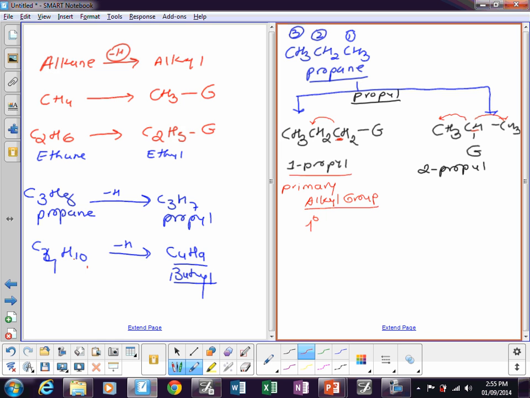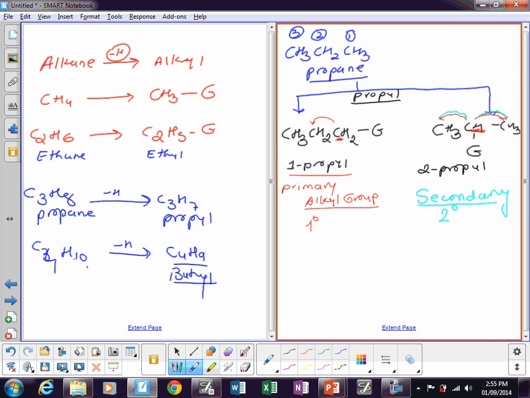Here the carbon which has lost hydrogen is directly connected with how many more? 2 more. We can see that, 1 and 2. Correct or not? Since it is connected directly with 2, that's why it's called secondary, or we may write 2 and in superscript we write naught. Secondary alkyl group. So we may write 1-propyl or primary propyl, and 2-propyl or secondary propyl.